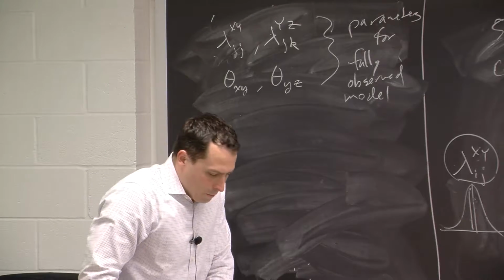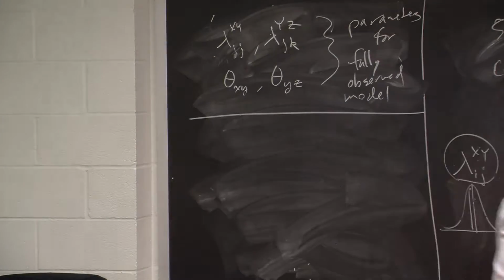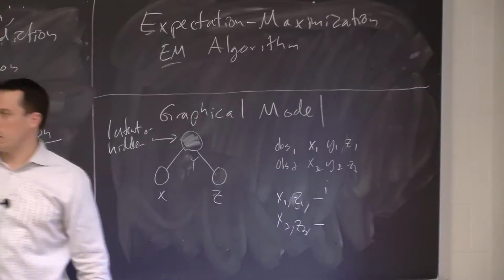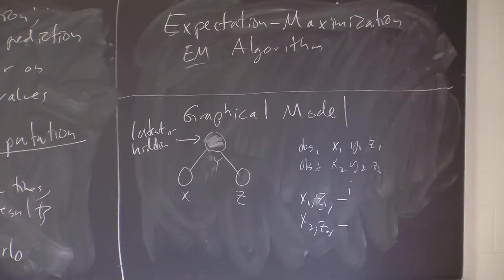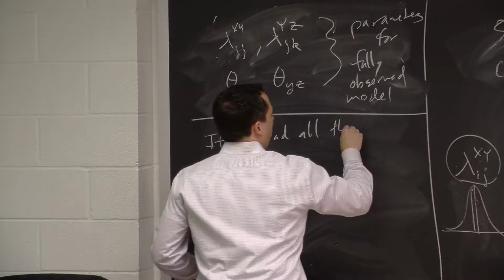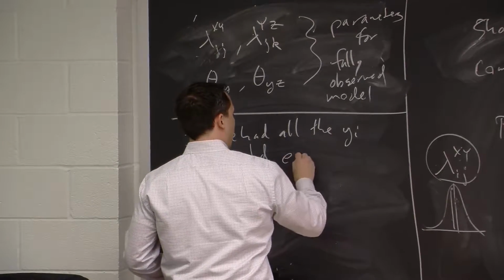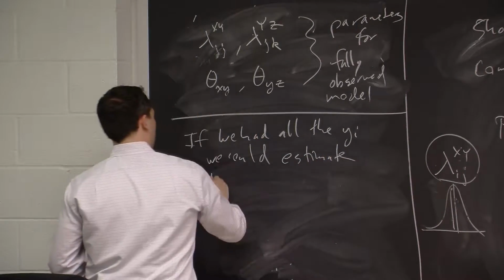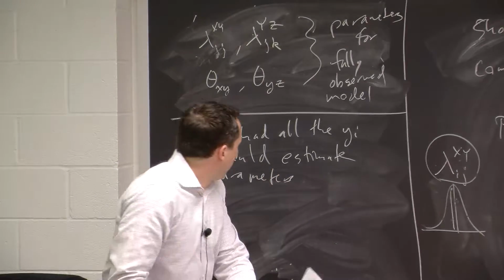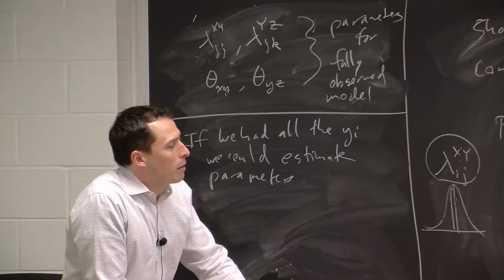So that seems impossible. If we had the full data set, so if we had the value for x, z, and y for each of the observations, if we had all the observations y, we could estimate the parameters using maximum likelihood estimation, using Newton-Raphson or IPF or whatever technique, just plug it into the software. We know how to estimate parameters for graphical models.